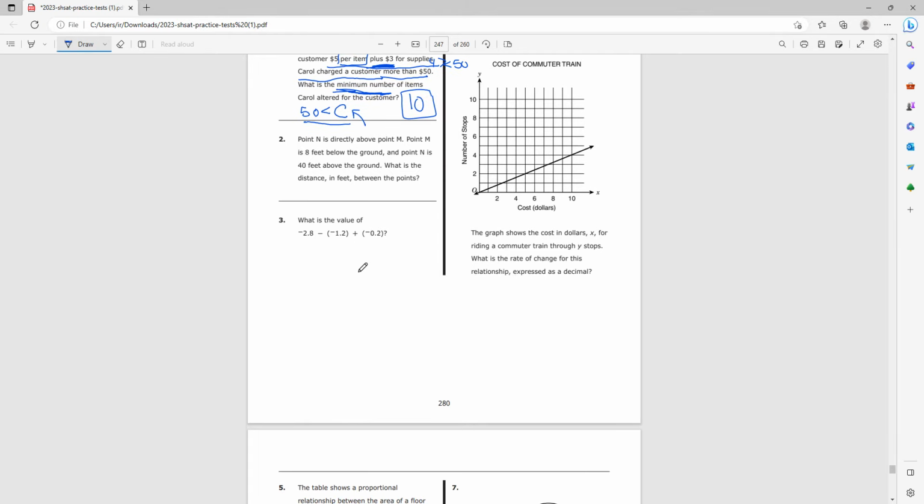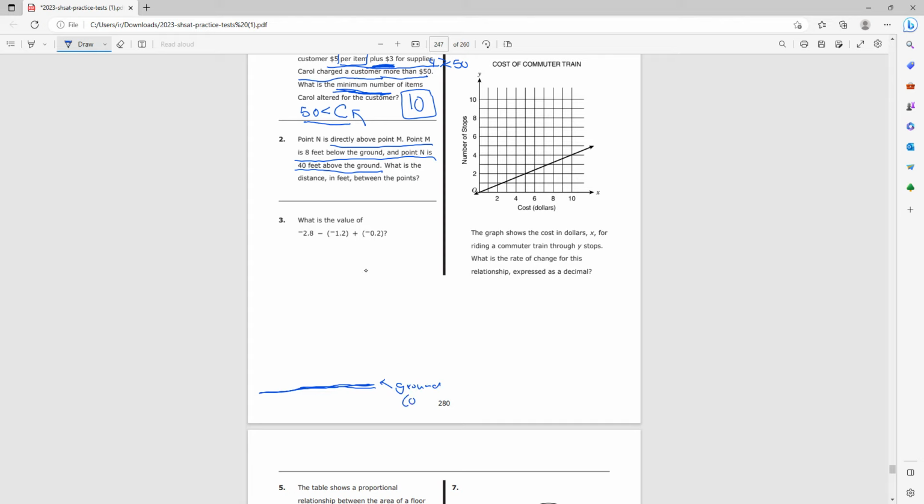Number 2 says that point N is directly above point M, and point M is 8 feet below the ground, and point N is 40 feet above the ground. What is the distance in feet between the 2 points, right? So I'm going to do this problem down here. I would draw it out. It can be confusing dealing with things below ground and above ground, but let's just say that this is the ground, right?